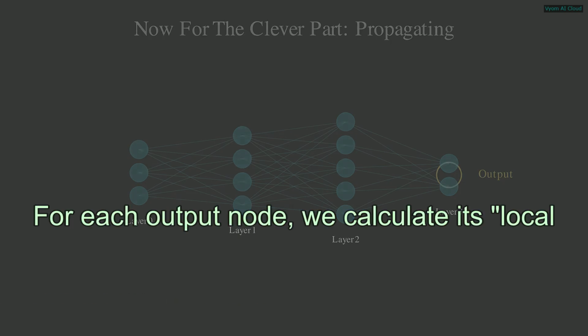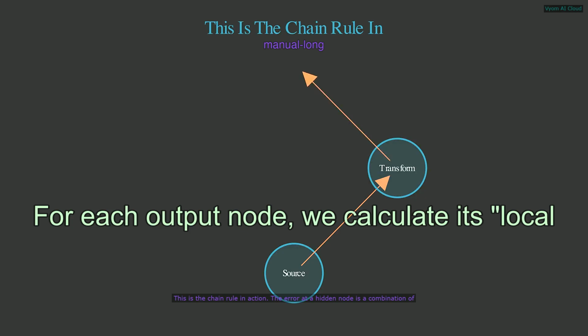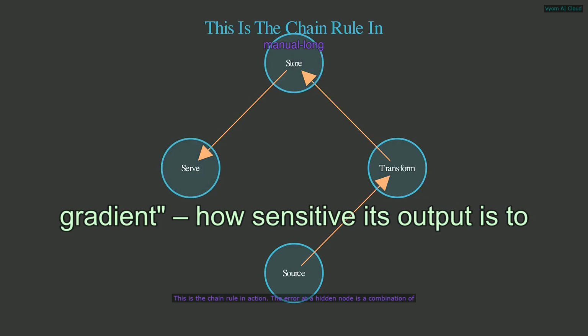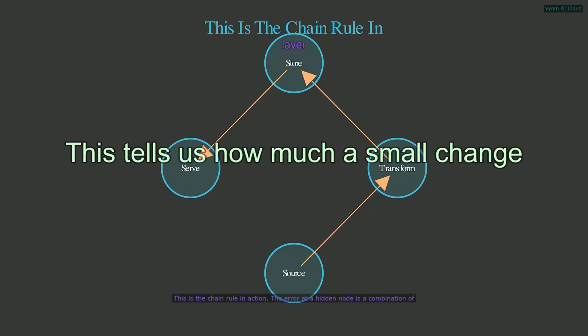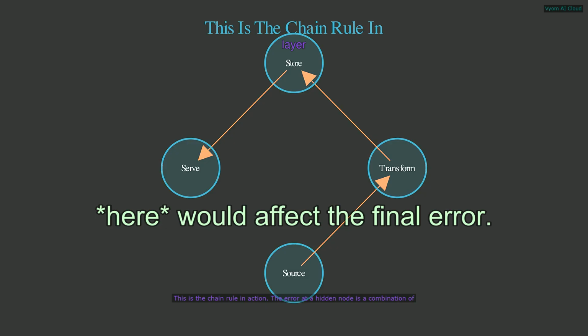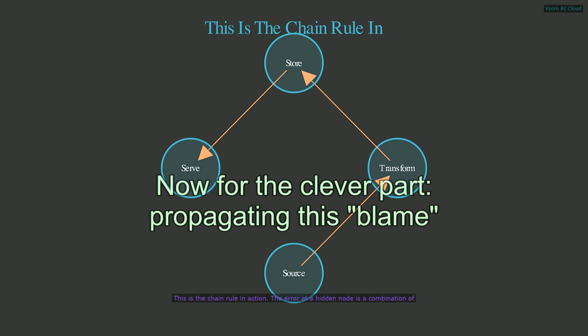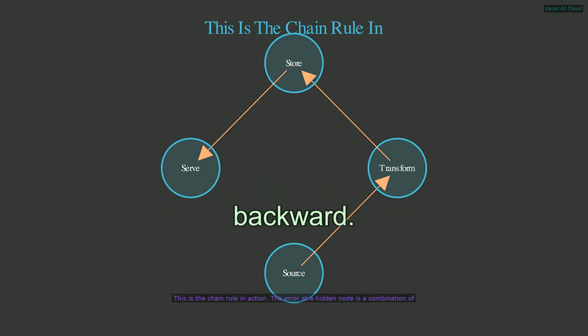For each output node, we calculate its local gradient, how sensitive its output is to changes in its input, considering its activation function. This tells us how much a small change here would affect the final error. Now for the clever part, propagating this blame backward.